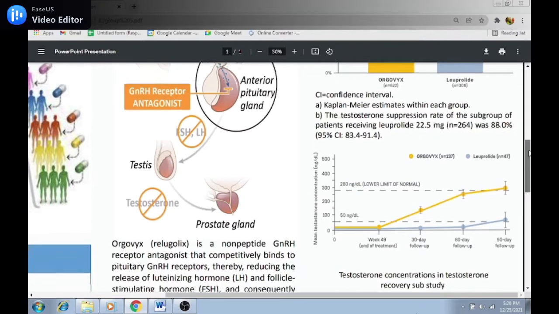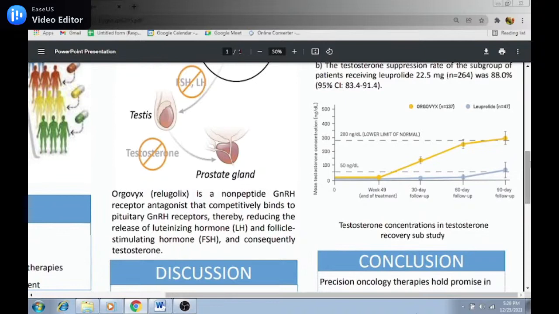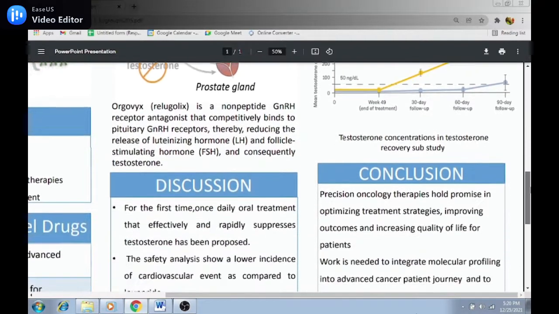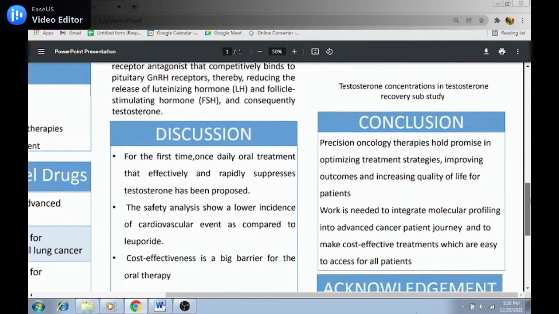If we discuss the safety and efficacy profile of both drugs, we have come to the decision that oral daily treatment, which is Orgovyx, effectively and rapidly suppresses the level of testosterone, and the safety analysis shows that cardiovascular events are very low compared to Leuprolide. In the case of Leuprolide, the patient had to go to the clinical setting, but in the COVID-19 era, it was difficult for the patient. So, I'm going to conclude because I have short time.